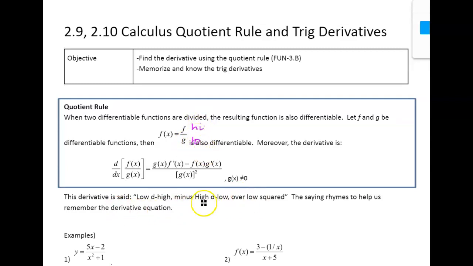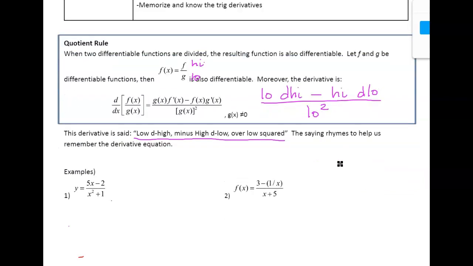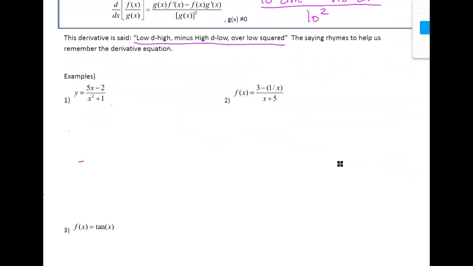And then we have a saying to help us, okay, right here. So it's g of x, so low d high minus high d low all over low squared, okay? And if you say that over and over again, it's actually pretty easy to memorize. So let's look at example 1.